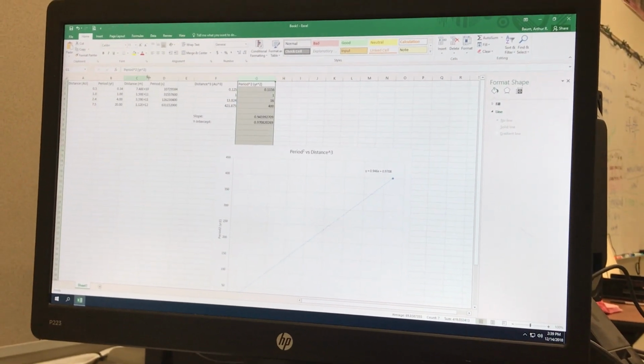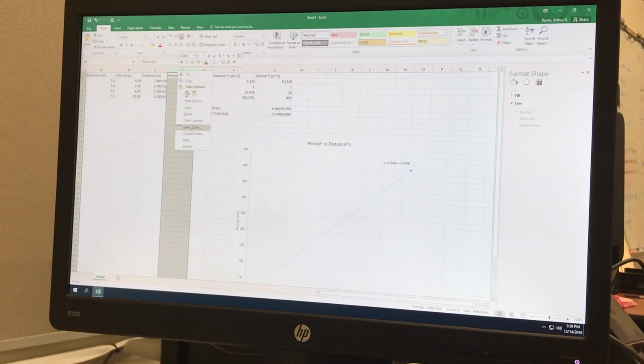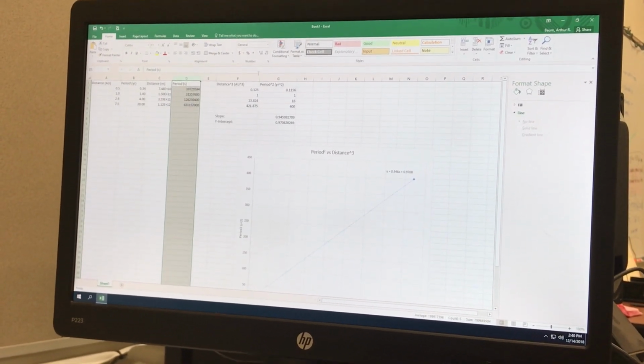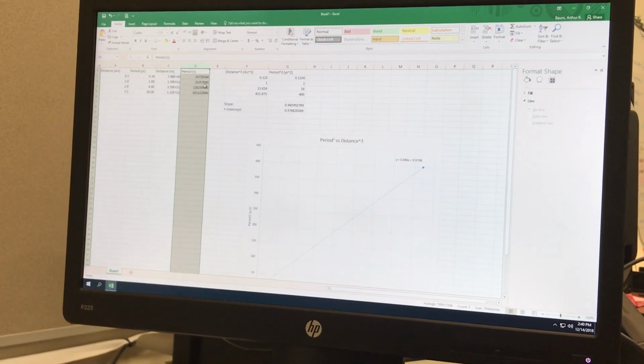When you highlight this and you right click and hit format cells, that's the same. You could also get format cells from the ribbon, but I got it by right clicking because that was easier than trying to find it in the ribbon.